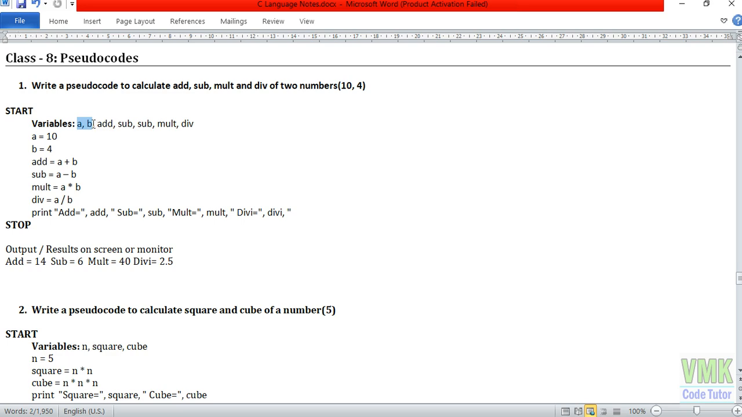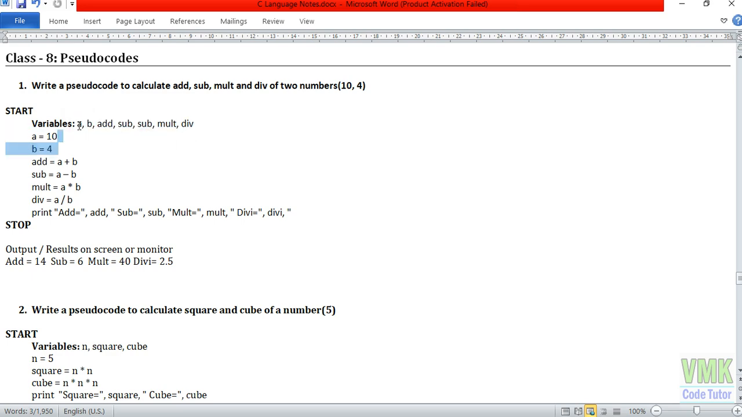Then after adding these two numbers, the addition result we have to store into the add variable, and the subtraction result of A minus B is stored in the subtraction variable, and similarly multiplication of A and B is stored into the multiplication variable, and division of A and B we store in the division variable. So total 6 variables are required for this particular thing.